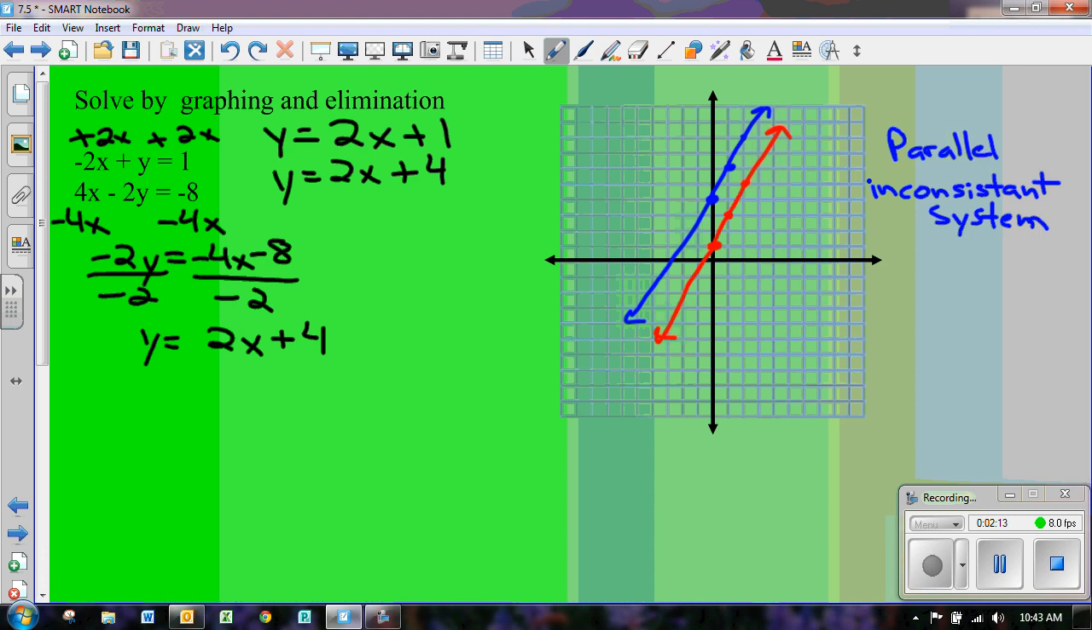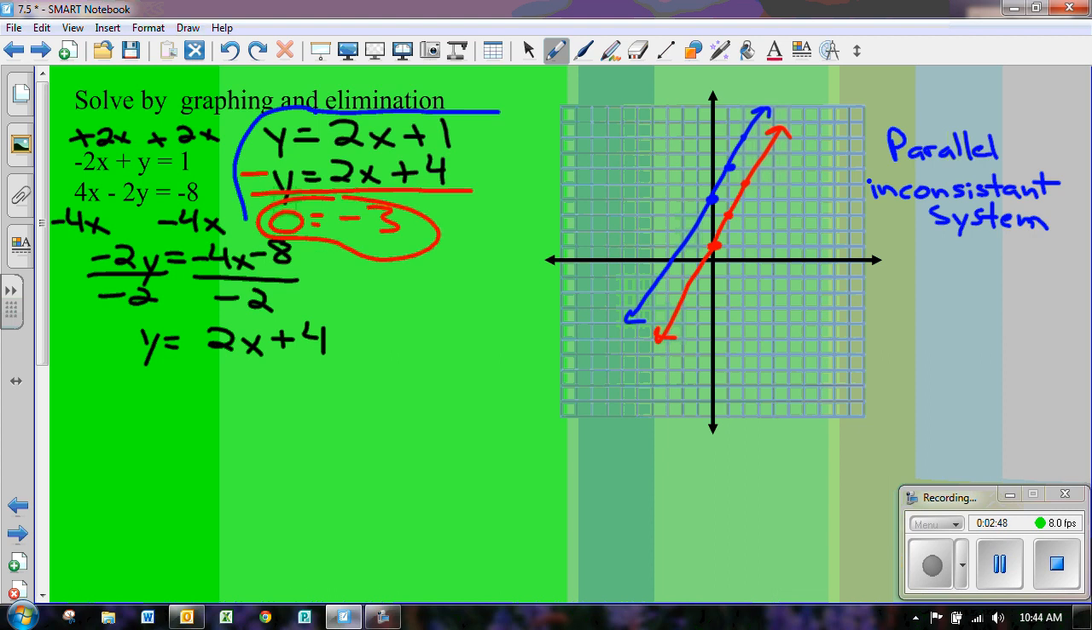So these are parallel. Let's look back over here at how we would solve this by elimination. Our y's are equal to each other, so that means we can subtract these. y minus y gives me 0, so those cancel out, leaving nothing on the left-hand side. And 2x minus 2x gives me nothing. 1 minus the positive 4 gives me a negative 3. So 0 equals negative 3. Since both variables cancel out, there are no solutions.